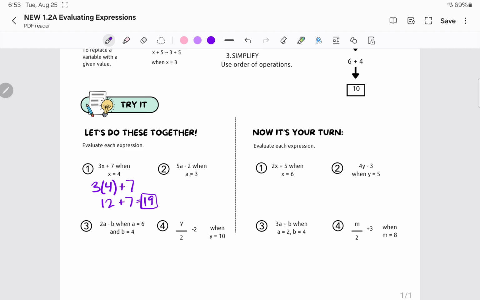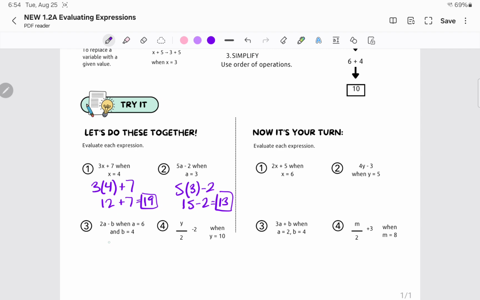All right, number 2. 5a minus 2 when a equals 3. It says that a is equal to 3, so I'm going to substitute 3 in place of a. So 5 parentheses 3, right? I'm replacing a with 3 minus 2. Now I use order of operations, which means I multiply first. 5 times 3 is 15. And I bring down the minus 2. 15 minus 2 is 13.